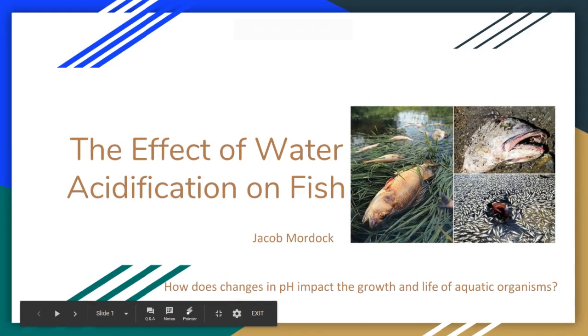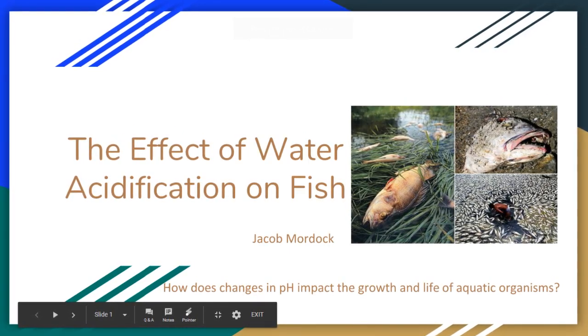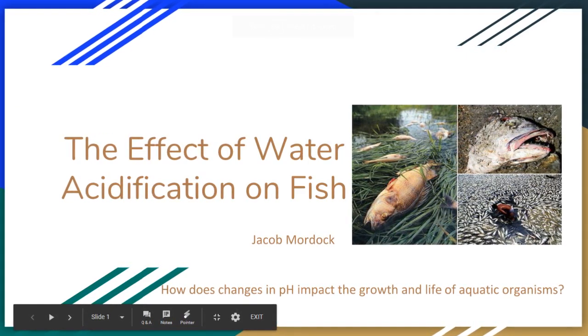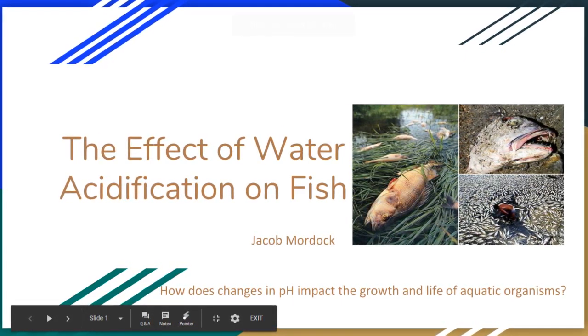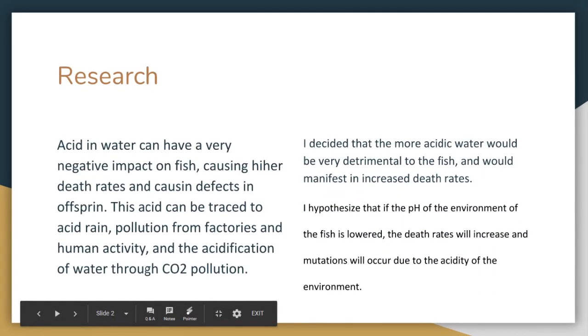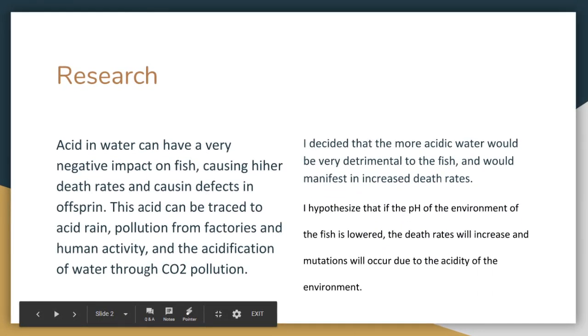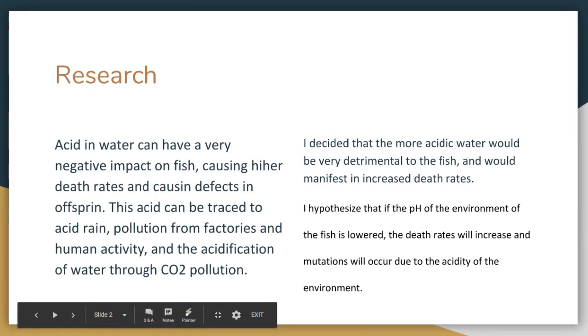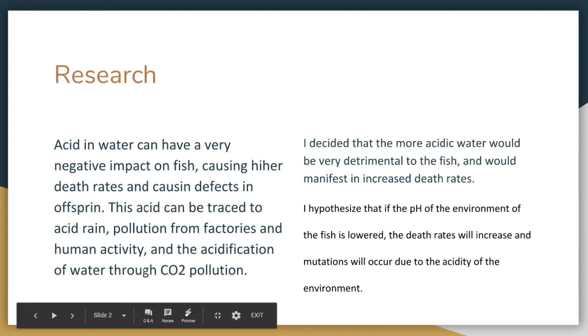My project is the effect of water acidification on fish, and the problem of my experiment is how do changes in pH impact the growth and life of aquatic organisms. For my research, I found that acid in water can have a very negative impact on fish, and this acid can be traced to acid rain and pollutions from factories.